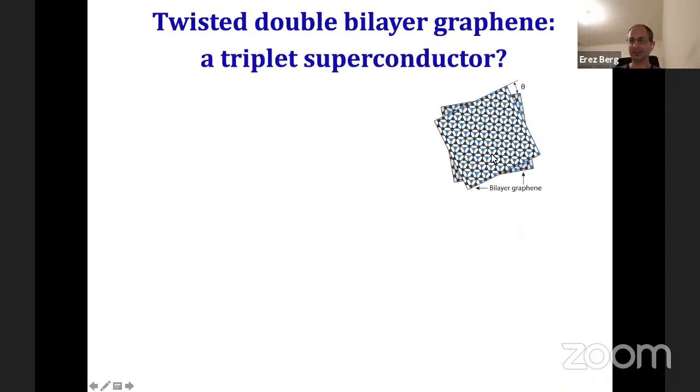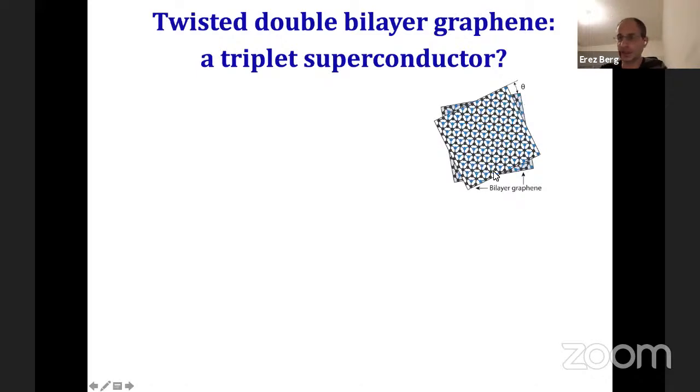Now, interestingly, about a year ago, there was an experimental proposal that a particular twisted graphene system is actually a triplet superconductor. This is a very interesting system. It's two double layers of graphene, each one in Bernal stacking, non-twisted, but with a small twist angle with respect to each other. So each one of these is a bilayer on its own, so it's four layers overall, with a small twist angle in between.